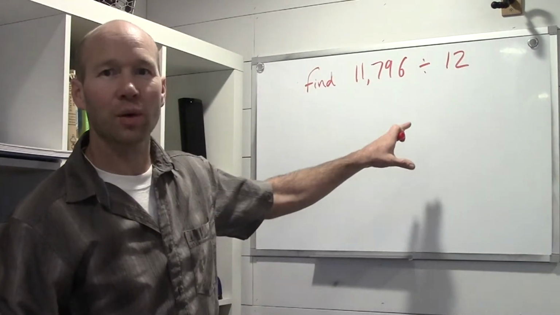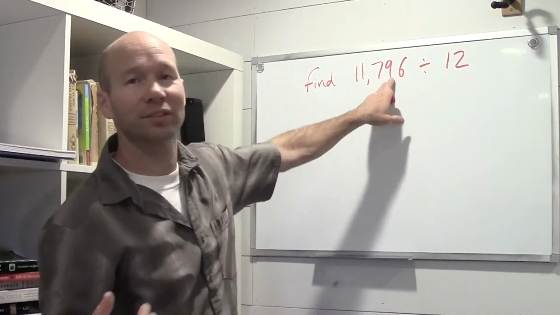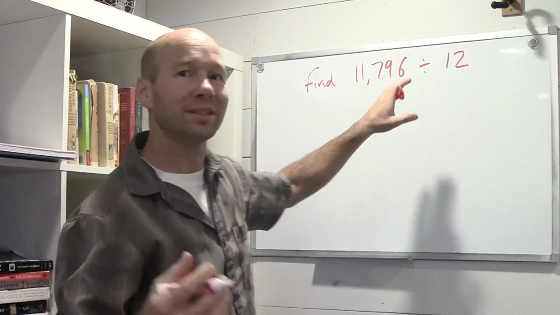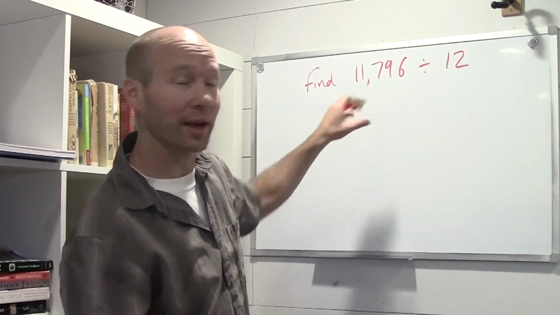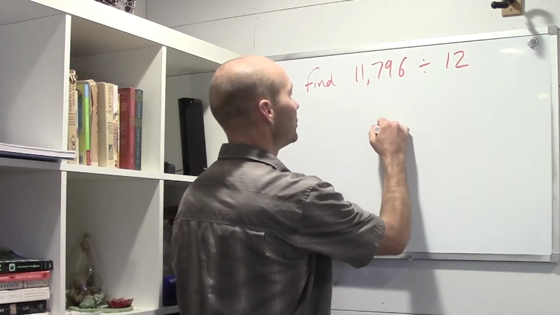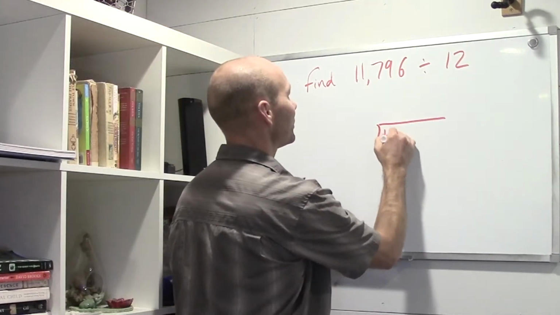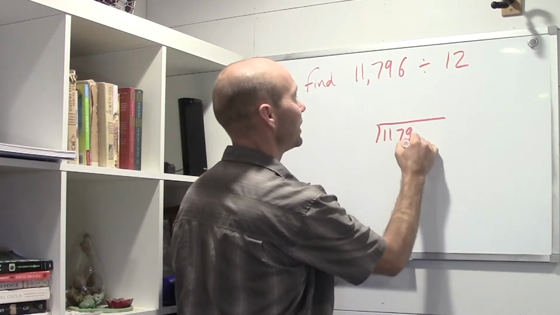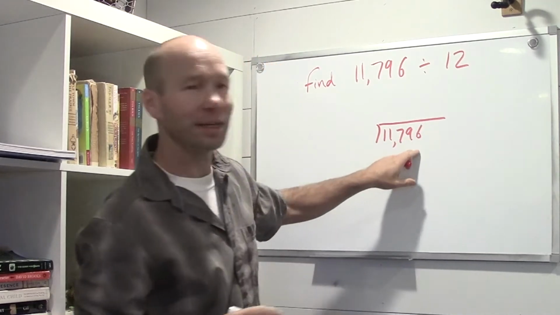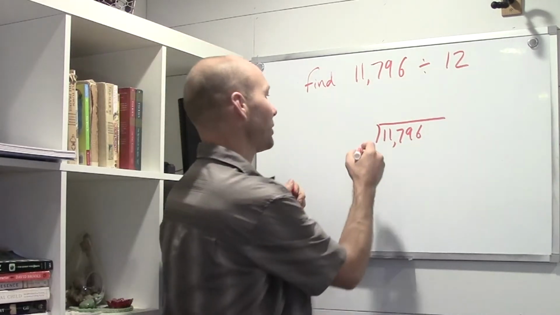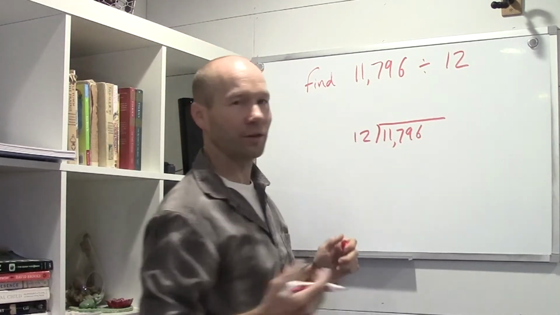Alright, so we've got a question. Find 11,796 divided by 12. Well, I'm going to take my dividend, the number I'm dividing, and put that into my division box. So I'm going to have 11,796 in my division box. My divisor, I'm always going to put on the outside, divided by 12.